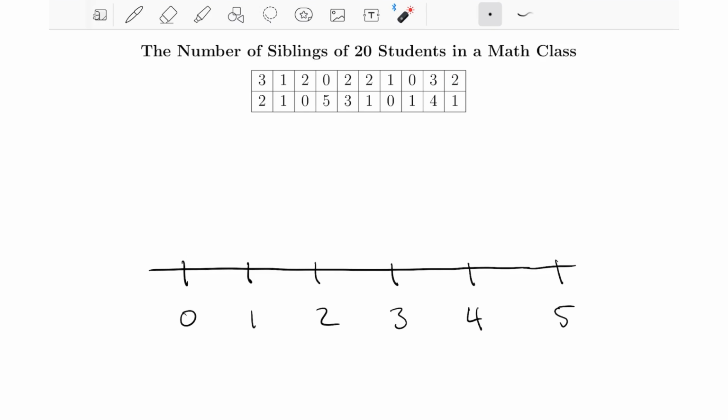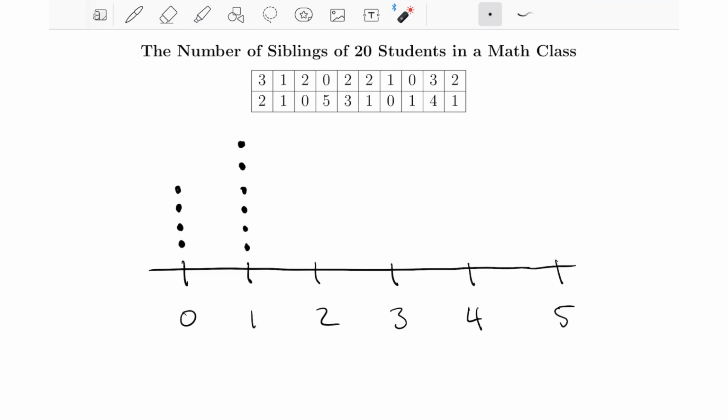We're going to count up the zeros, 1, 2, 3, 4. And we're going to draw four dots above this zero mark here. Now we're going to count up all the ones. We have 1, 2, 3, 4, 5, 6 ones. So we're going to draw six dots above the 1.